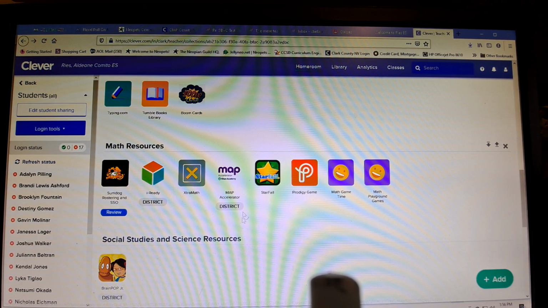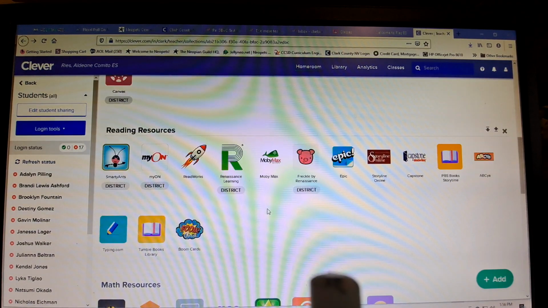That's Math Fluency. The Map Accelerator, which is provided by Khan Academy, is also a good website for some extra math practice. Boom cards, of course, are up for them. They're kind of interactive activities. I think I have math and kind of phonics and reading skills on there.